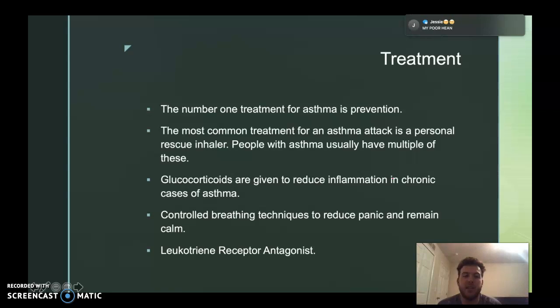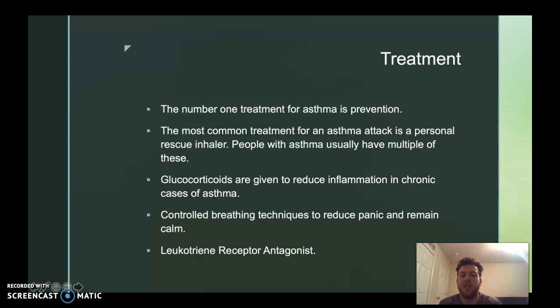This rescue inhaler is going to contain a bronchodilator that's going to relax the bronchioles, and it's going to help them breathe. Glucocorticoids are also given to reduce inflammation, but this is usually in chronic cases of asthma where a rescue inhaler isn't doing its full job and their bronchioles are still not relaxing. Controlled breathing techniques are also used to reduce panic and remain calm, and this is going to help them breathe as well. When you're calm and not panicked, you're going to have better breathing than when you're panicked.